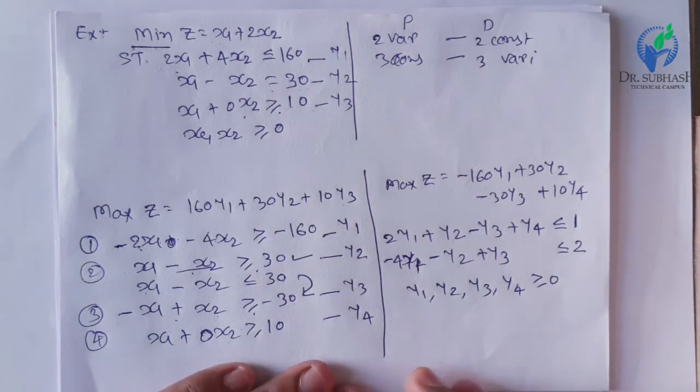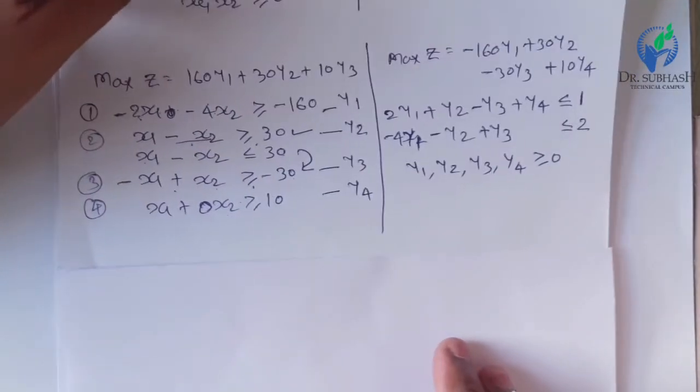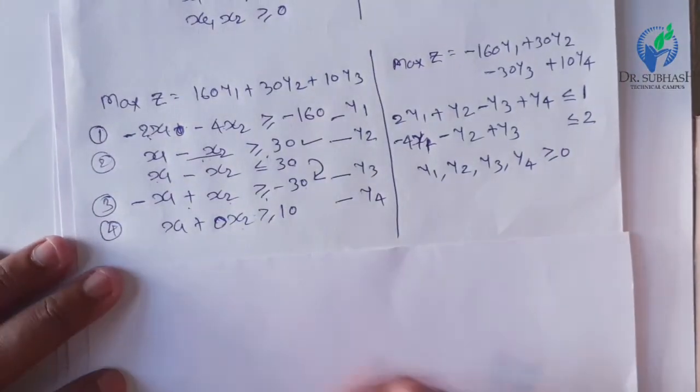But from this equation we can modify the problem like this. Say if we take 30 common, we get the equation like this.